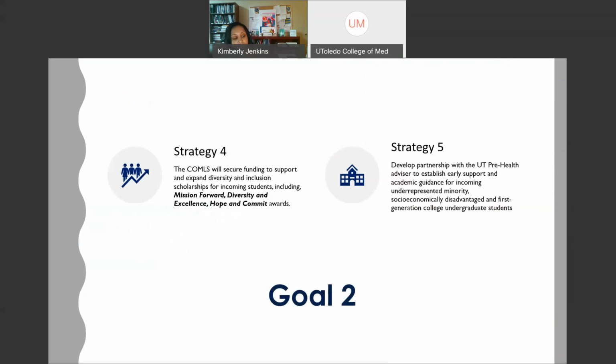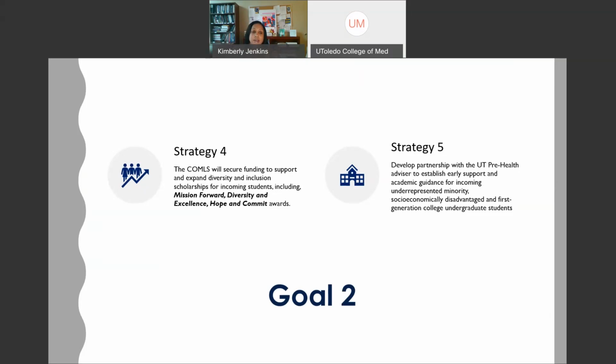And then one thing, again, when we talk about attract, recruit, support, retain, scholarship support is a big concern. How can you compete with other colleges of medicine who are offering scholarship support and funding if you're offering minimal amounts? So one thing that has been a real benefit of the affiliation has been the creation of new scholarships that did not exist before, and some of the scholarships that we've been able to align with our diversity goals include Mission Forward, Diversity and Excellence, Hope and Commit Awards.